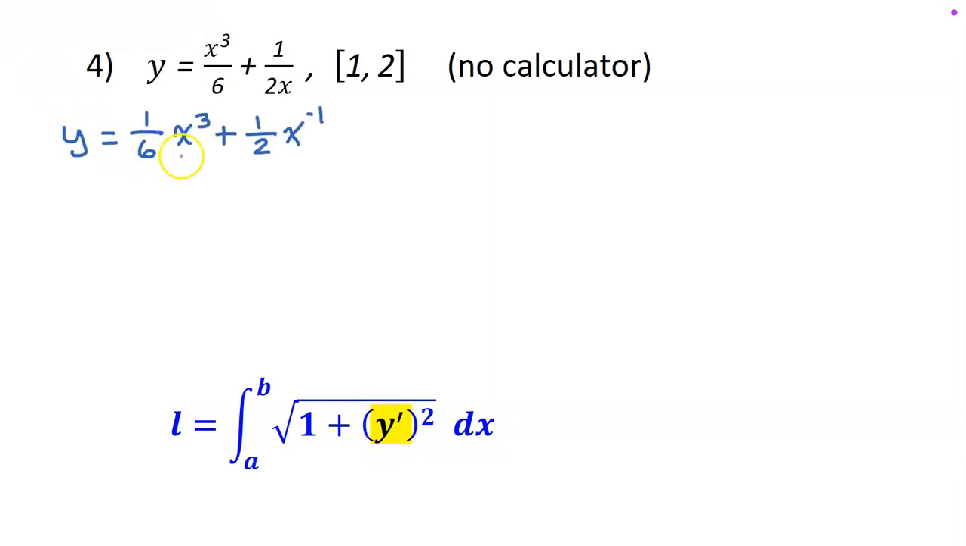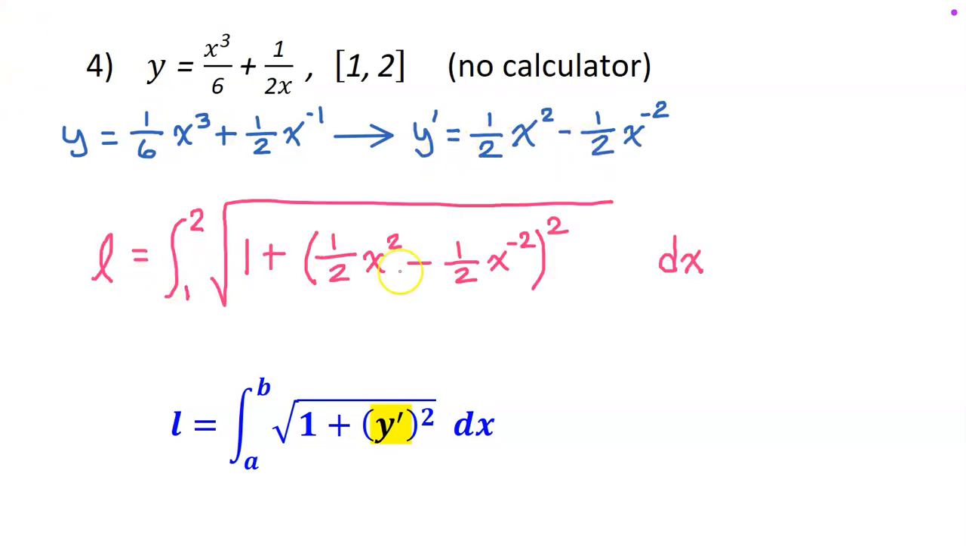To make it easier to find the derivative, we can rewrite the original equation like this. Taking the derivative term by term gives us this. This is an expression for the length of this curve from 1 to 2. If we were allowed to use a calculator, I would type all this into the calculator and hit enter, and I'd be done.